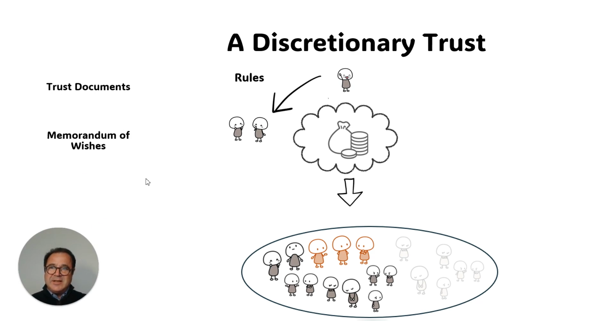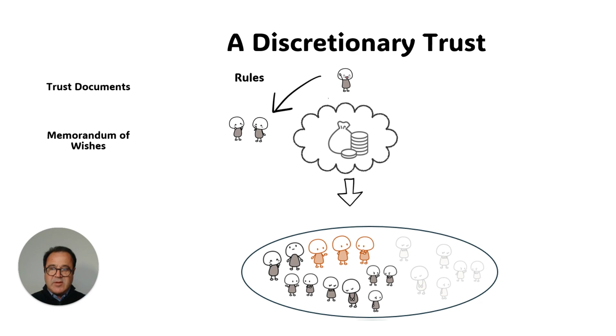The rules for a discretionary trust can be found in the trust documents, the trust deed or the deed of settlement or the official formal legal documents. And if they're in those official formal documents, then those rules are binding on the trustees. It means the trustees have to do what the rules say. The second place that the founder can put the rules is in something called the memorandum of wishes.